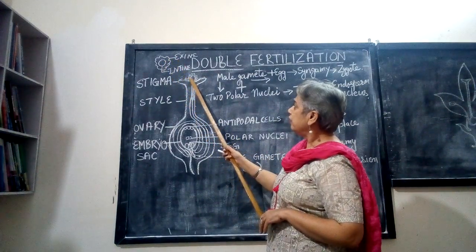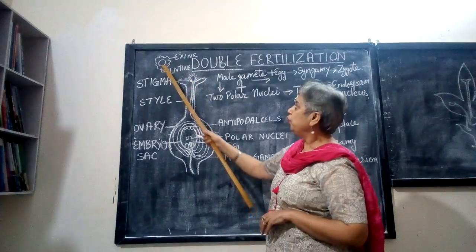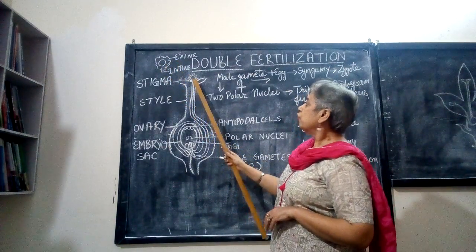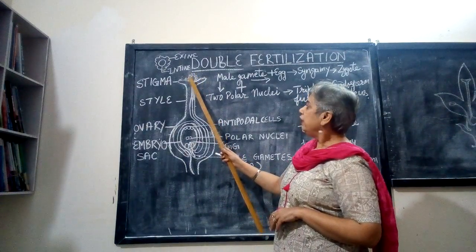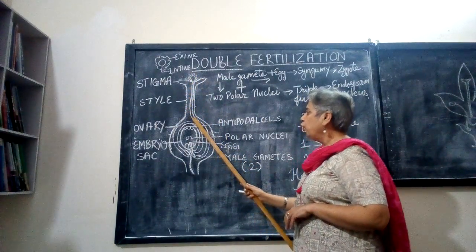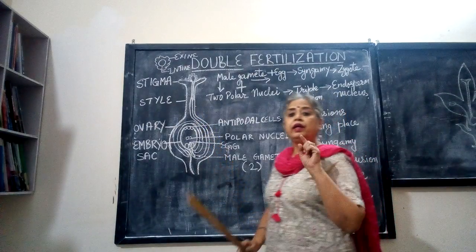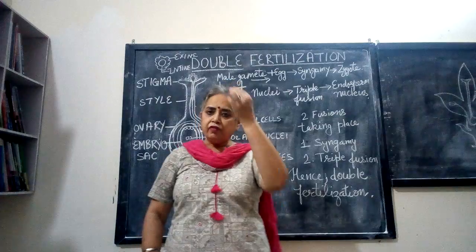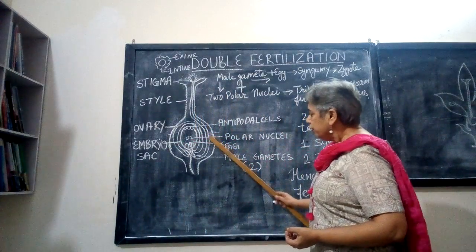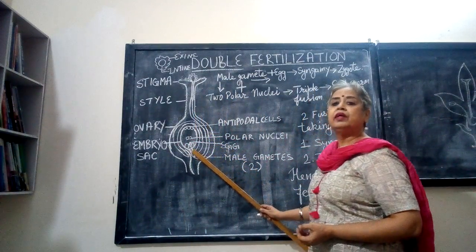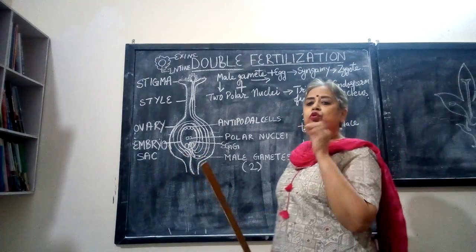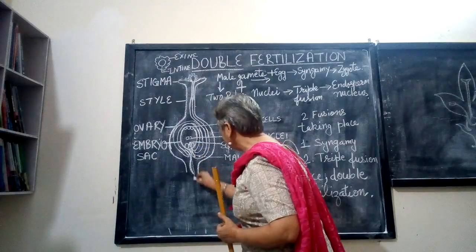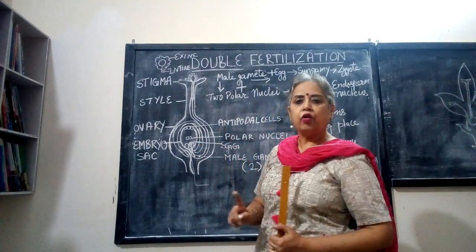Exine ruptures. The pollen has 2 walls, outer exine and inner intine. So exine ruptures and intine forms a pollen tube. Okay. Now the pollen tube starts from the pollen, comes through the style, then into the ovary and enters the embryo sac through a very small opening, and this opening here is called micropyle.